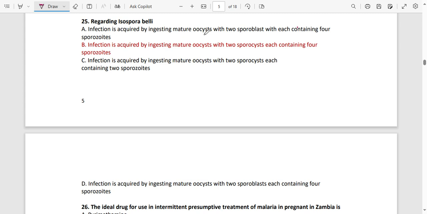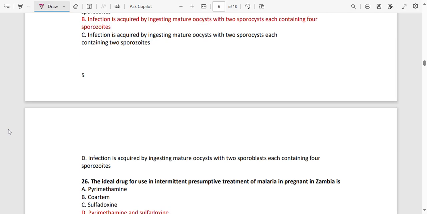Pardon? So, what is this supposed to be? Thank you so much. It's supposed to be two sporocysts, each containing four sporozoites. And then B, infection is acquired by ingesting mature oocysts with two sporocysts, each containing four sporozoites. Yes, so that's the answer. The rest will be wrong, right? Because it's a multiple choice.